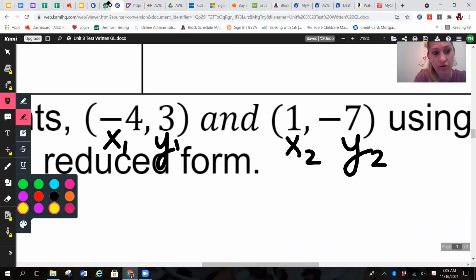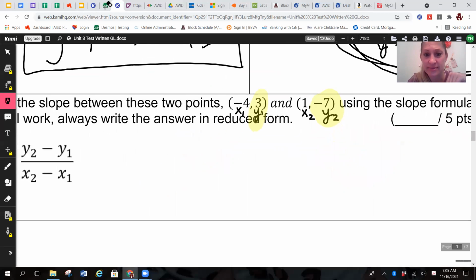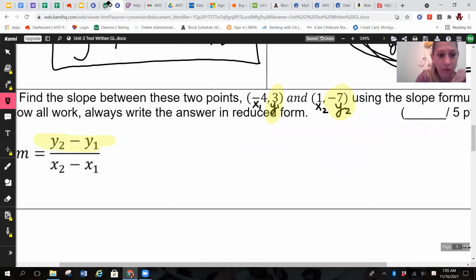Then I want you to take your highlighter again. Let's highlight the y values so that you can see these are the numbers for y. Because what I'm noticing when people are doing this question, you're doing an x and a y together in the formula, and that doesn't make any sense. The formula has a y minus a y divided by an x minus an x. So we need to put the y's right there on the top. Guys, it's literally matching.